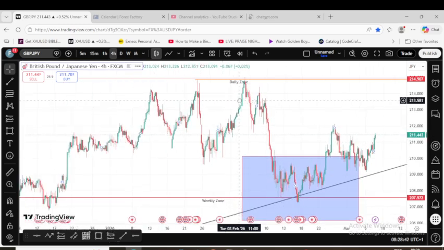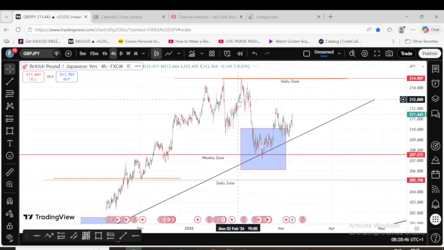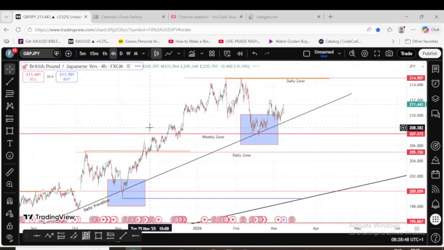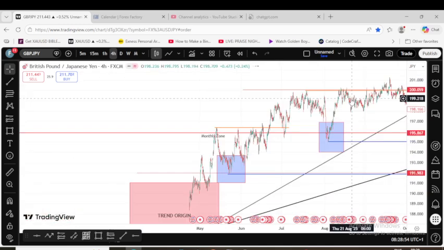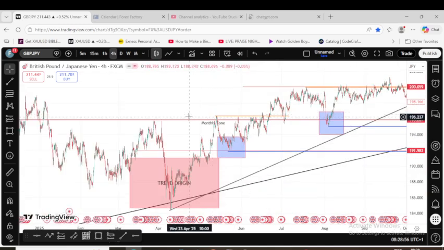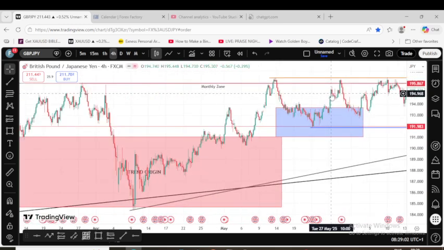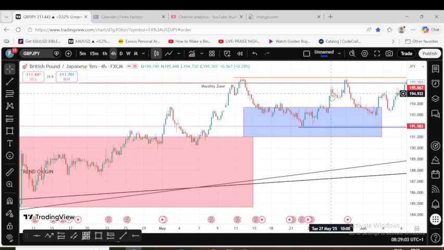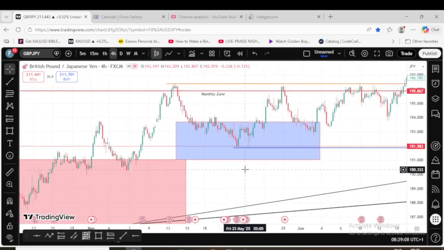Okay, so let's zoom out first. Let's zoom out as much as we can to make it easier to go back. Okay, so now I've zoomed in. So this is the first blue box, which is our first higher low.